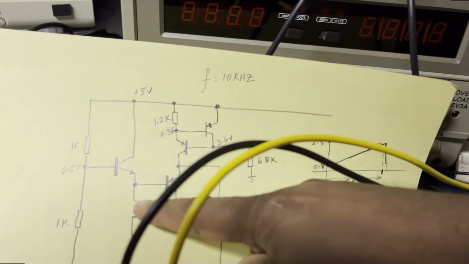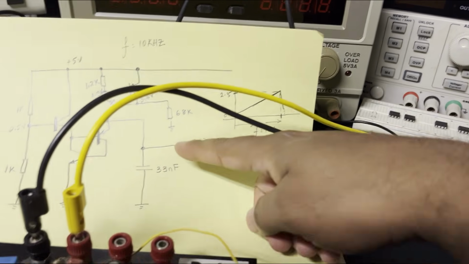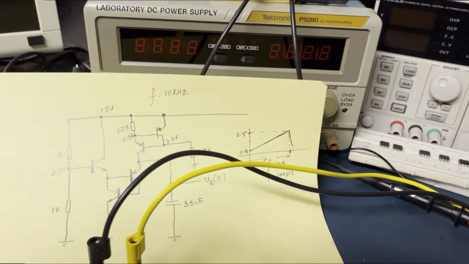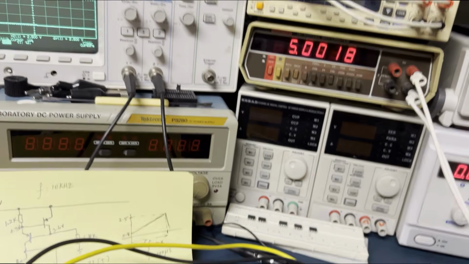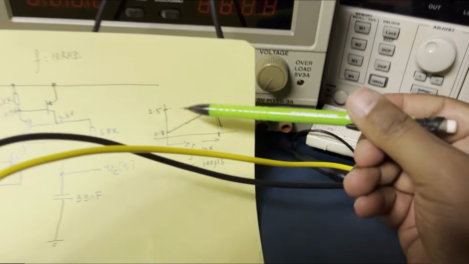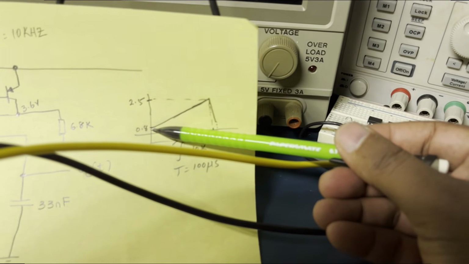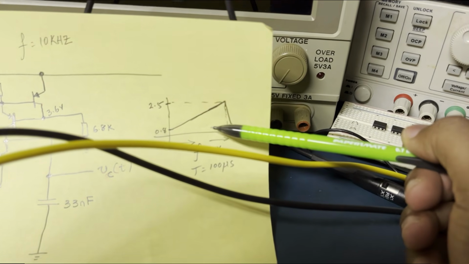Basically, we'll start by measuring the capacitor voltage, which is the output voltage, right? Let's take a look at that. We'll measure the capacitor, and then remember, what did we say in our calculation? If I can find it, actually it's right here. We said it was going to vary between approximately 0.8 and 2.5 volts, and that it will have a frequency of 10 kilohertz. That's what we designed it for, right? So now let's take a look.